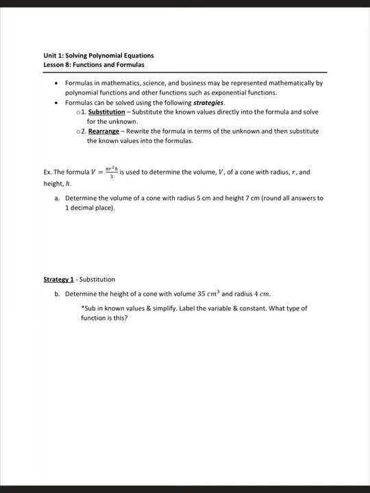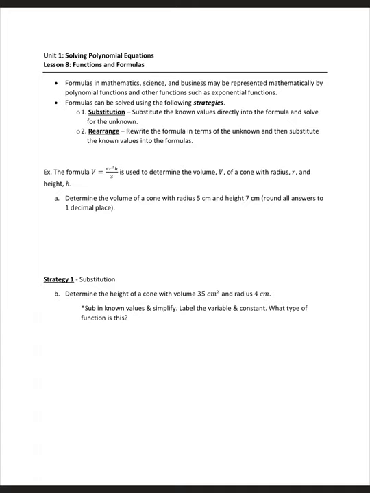So, formulas in mathematics, science, and business may be represented mathematically by polynomial functions and other functions such as exponential functions. So there are formulas that we could substitute into for volume, for surface area, if we were trying to calculate the interest on an investment, if we were trying to calculate velocity, lots of formulas where we have variables and we have known amounts that we can substitute into.